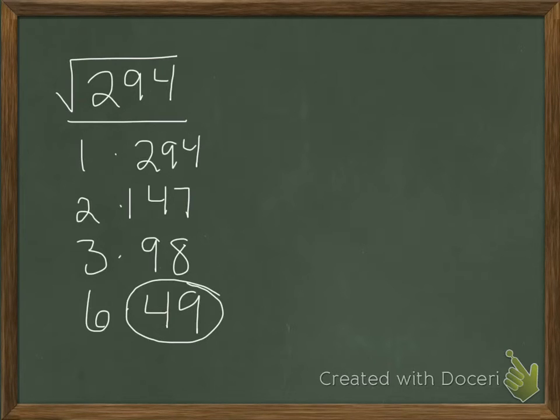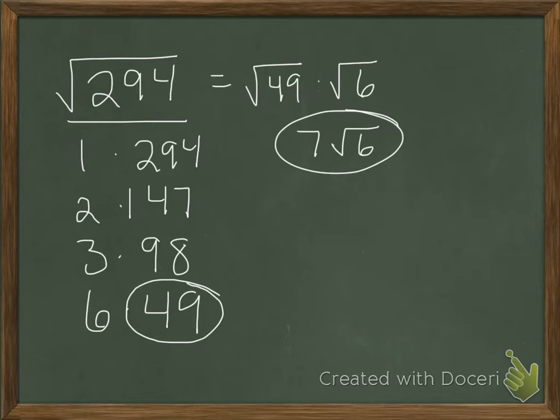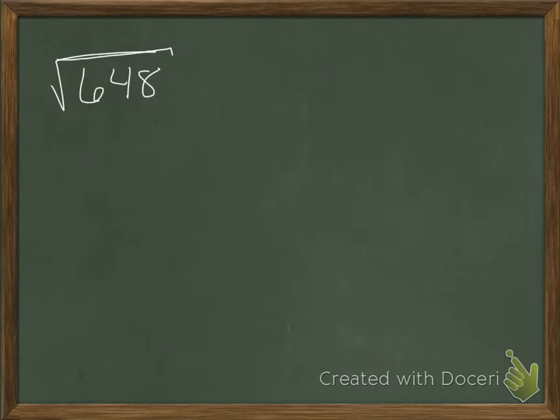So I could change or factor the 294 to be the square root of 49 times the square root of 6. I know the square root of 49 is 7, so that would be 7 square roots of 6 for my simplest form for my square root.